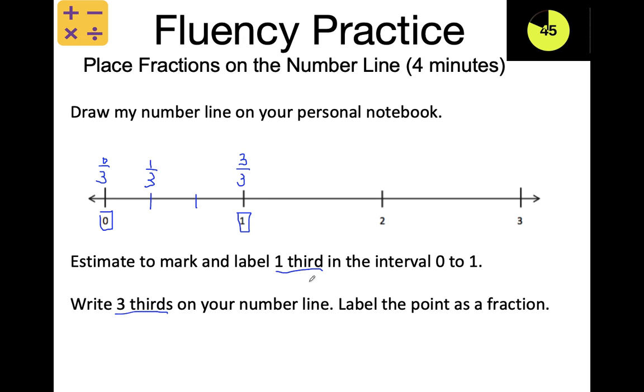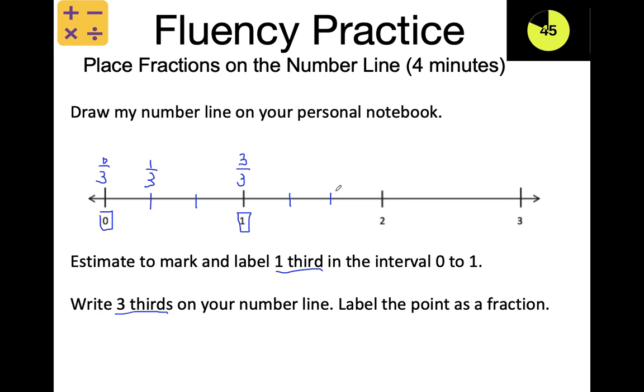And then they said to label a point as a fraction. So we know that that would be 3/3 right there. So you guys knew that 3/3 is going to be where the number 1 is. Now, if we were to keep going, we would have had to partition this entire huge number line, each of them into thirds between the whole numbers.